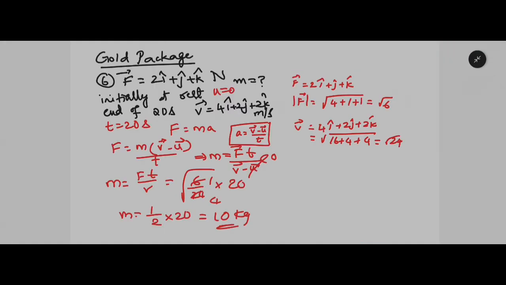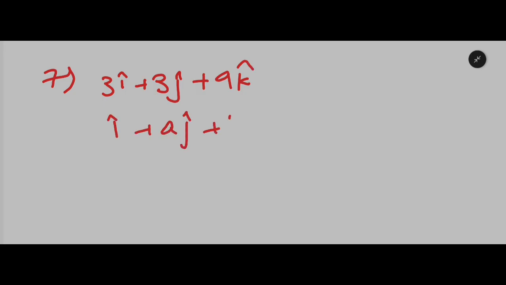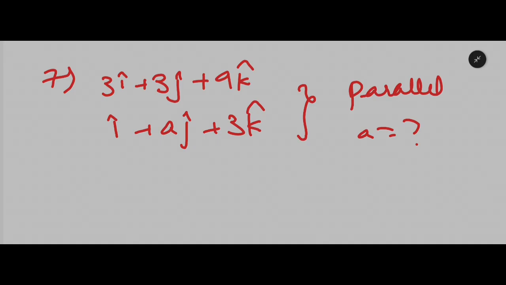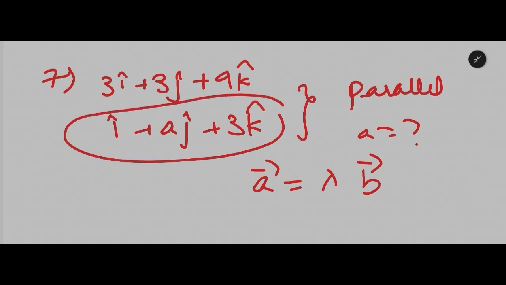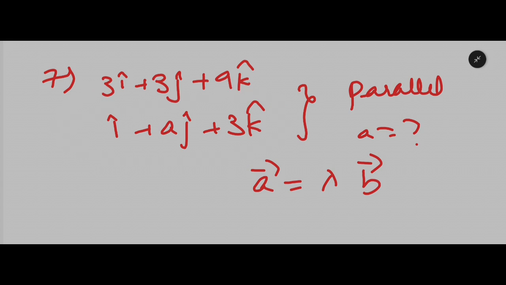So the full solution is here. Next, seventh one. Two vectors, 3 i cap plus 3 j cap plus 9 k cap and i cap plus a j cap plus 3 k cap, are parallel. These are given as parallel. Then what is the value of a? They are asking us this. See, whenever they are parallel, always remember, suppose A and B are parallel, A vector, B vector, then A is equal to lambda times B bar. Remember this form. When a vector is multiplied by some scalar, it becomes parallel, right? So here also, this vector is multiplied by some number so that it is becoming this. That means they are parallel.